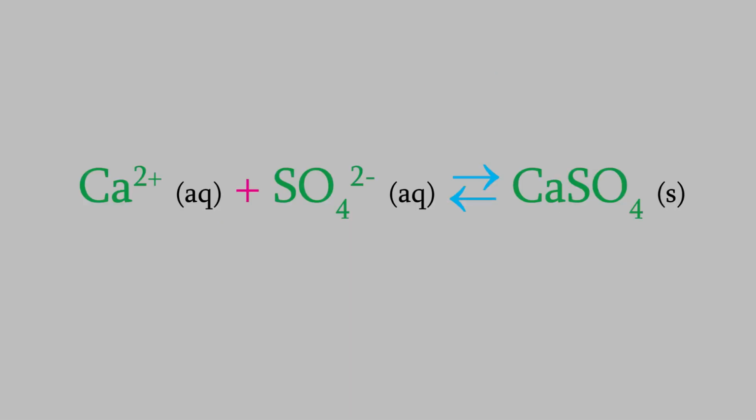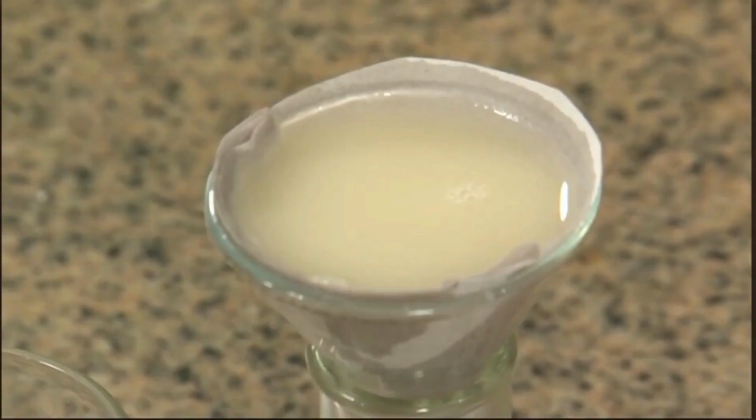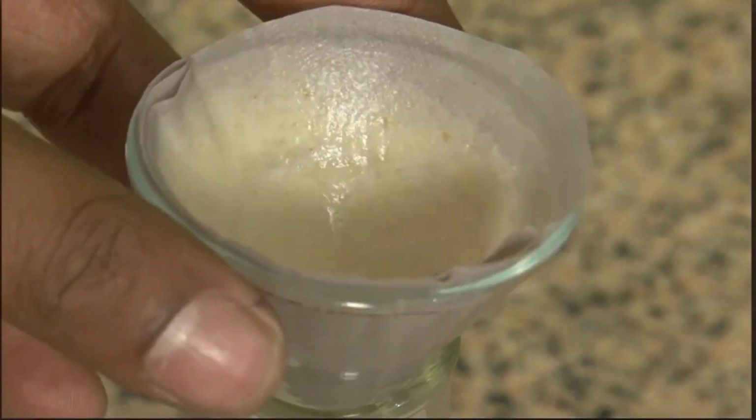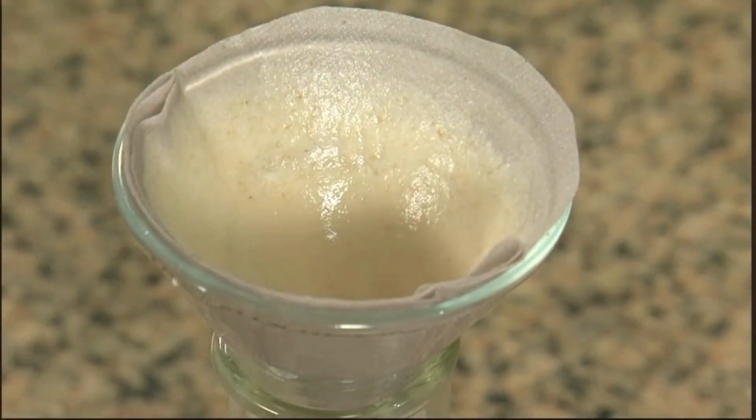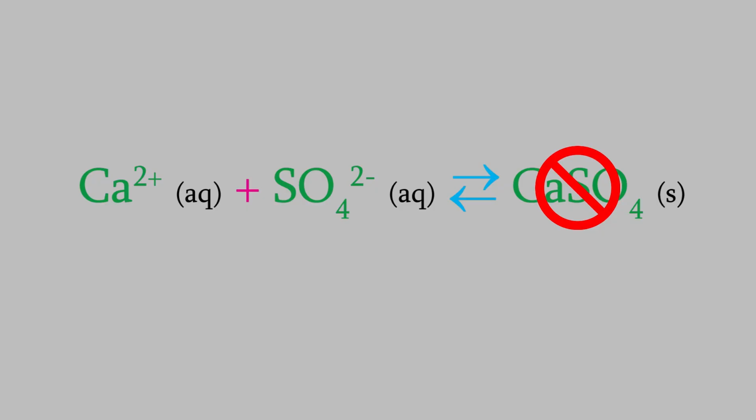Suppose we have this reaction. Calcium ions and sulfate ions react to form solid calcium sulfate, and this reaction is at equilibrium. But now we remove the solid calcium sulfate. For example, we could do that by pouring the solution through a piece of filter paper so that the ions would go through the paper, but the calcium sulfate would be filtered out. When we do that, that means we've removed calcium sulfate from the reaction. So Le Chatelier's principle tells us the reaction will shift to the right in order to get back to equilibrium.